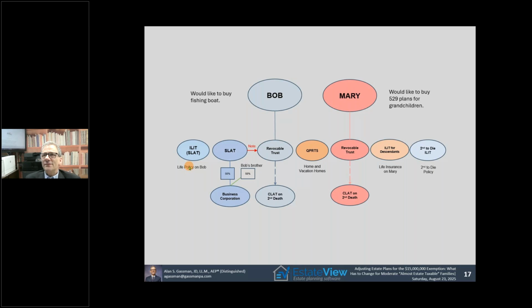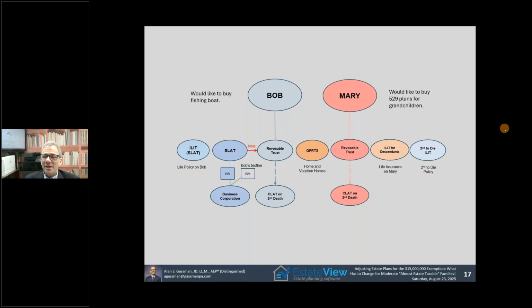And then they have the second to die life insurance policy in an irrevocable trust owning that policy. And they've been making annual gifts to that trust every year. Bob's been making annual gifts to the life insurance trust. Do they have to keep doing that? Or can they do something else?